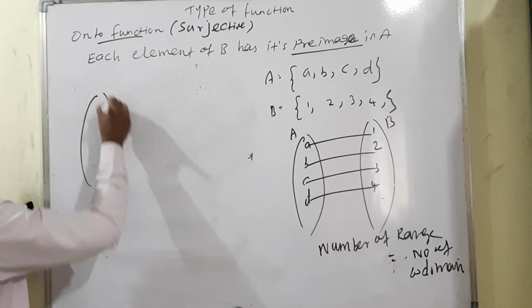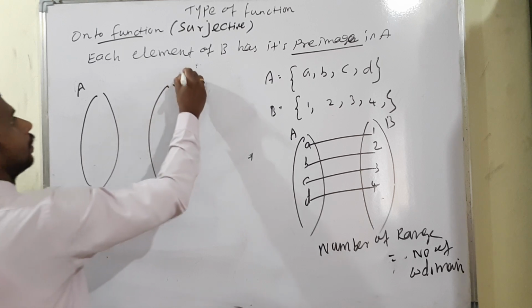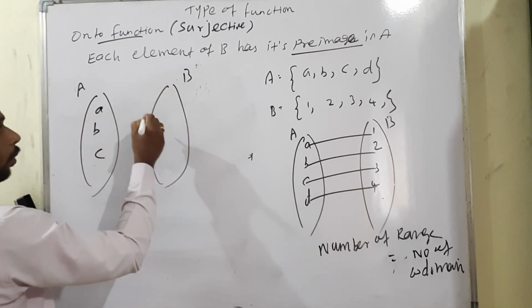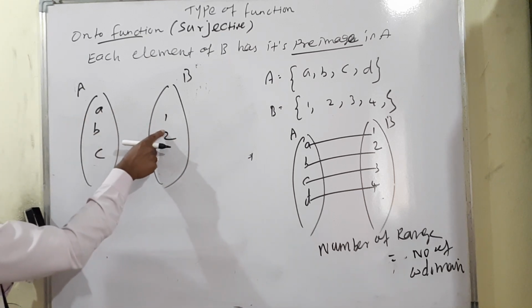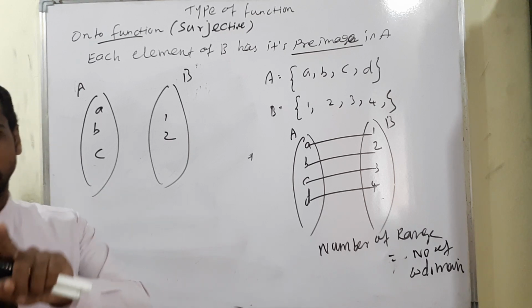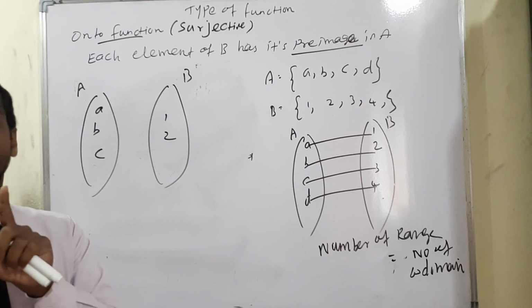Suppose A and B. So A we have A, B, C, but codomain only 1 and 2 is there. This is an example, this is child, which means this is parent. Already we know a parent having 2 children is possible, but a child cannot have 2 mothers, isn't it?